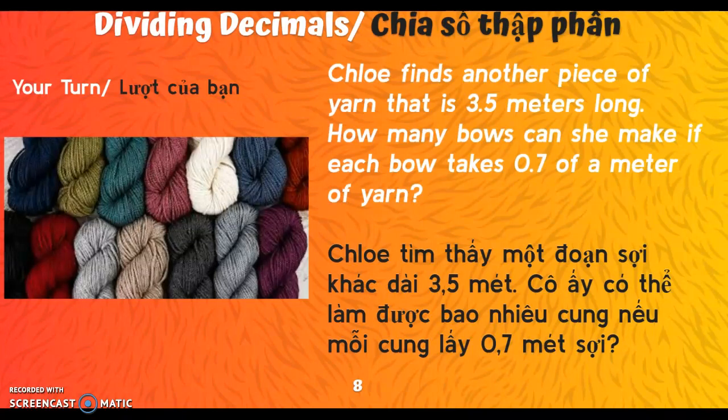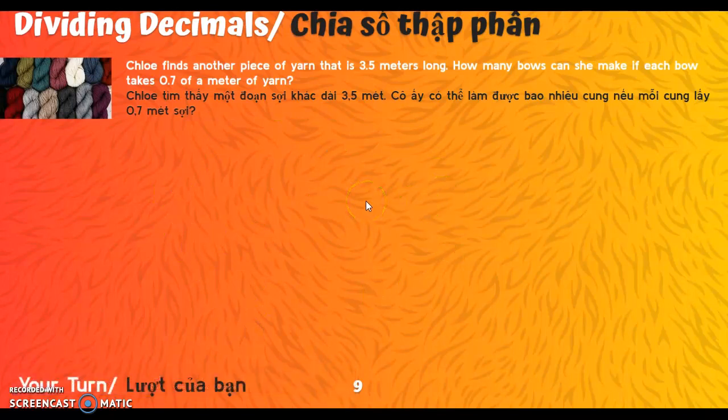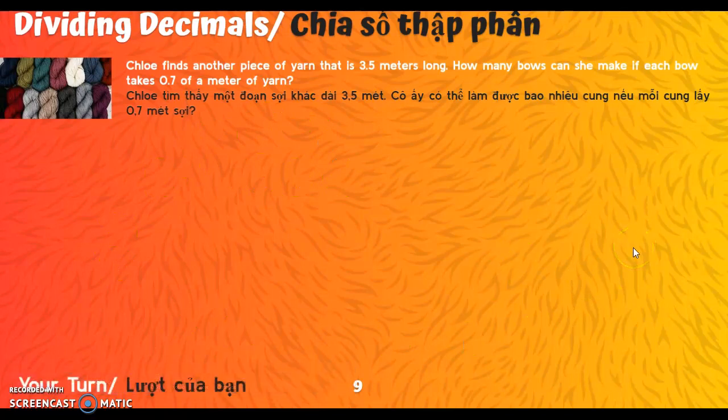All right, now boys and girls, it's your turn. Chloe finds another piece of yarn that is 3 5/10 meters long. How many bows can she make if each bow takes 7/10 of a meter? Now what I want you to do is pause the video. I want you to draw the picture of 3 5/10, and then put those 3 5/10 into groups of 7/10. How many groups will you have? That will let you know how many bows Chloe can make.